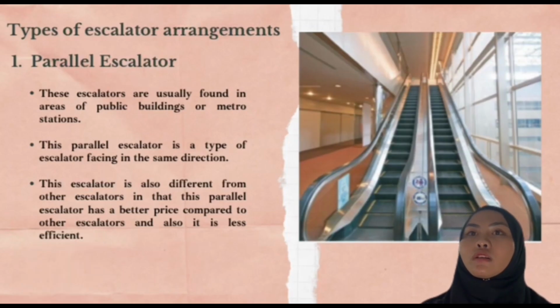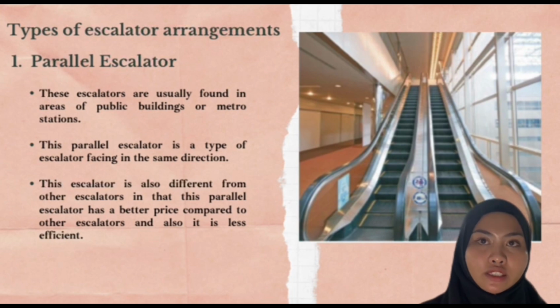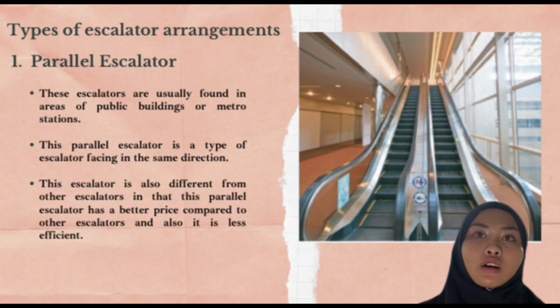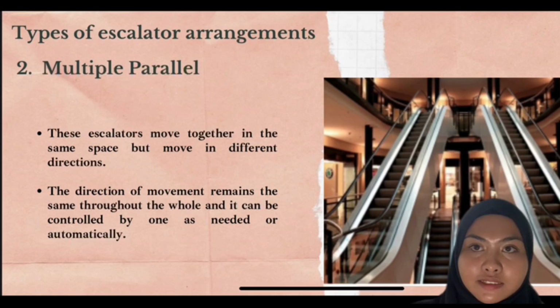The types of escalator arrangement. First is the parallel escalator. These escalators are usually found in areas of public buildings or metro stations. This parallel escalator is a type of escalator facing in the same direction. It is also different from other escalators in that it has a better price compared to other escalators, and also it is less efficient.